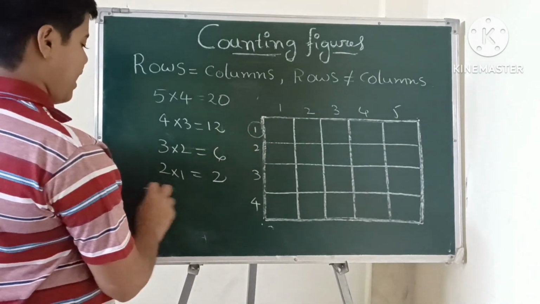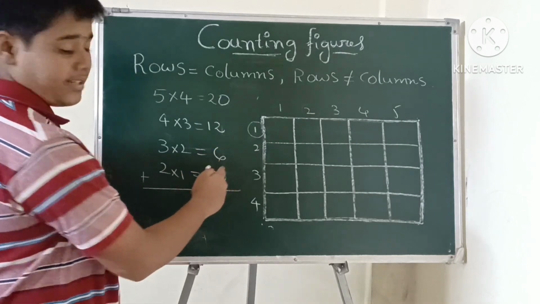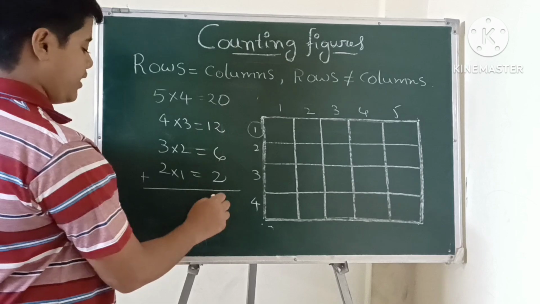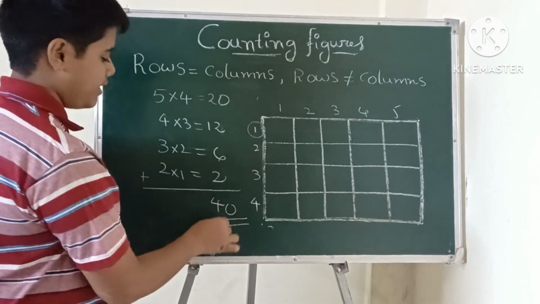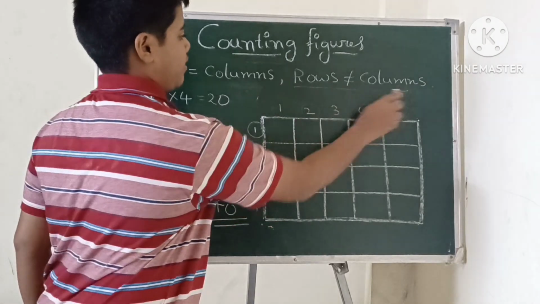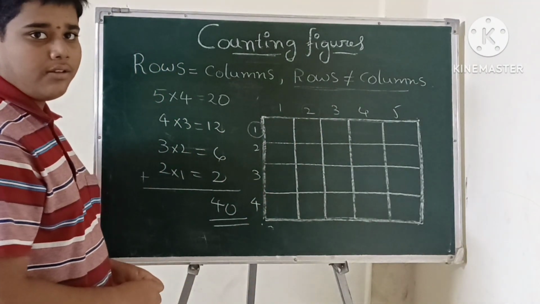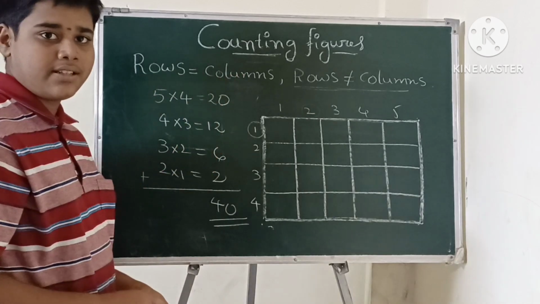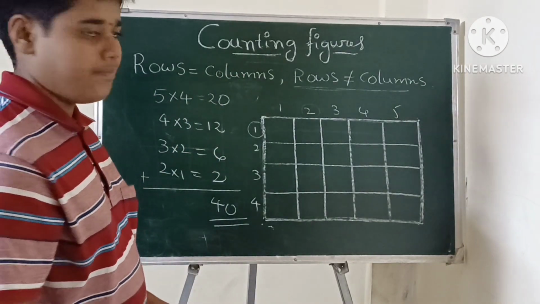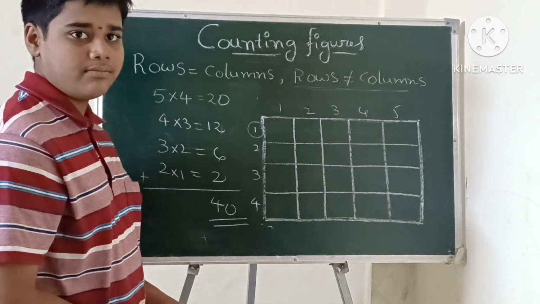So we have to add these numbers. If we add 12 plus 6, 18. 18 plus 2, 20. And 20 plus 20, 40. So in this, 40 squares are there. Here, when rows are not equal to columns, we have to follow this method. When rows is equal to columns, we have to square the number, then we have to add. Okay. So this is finding squares.